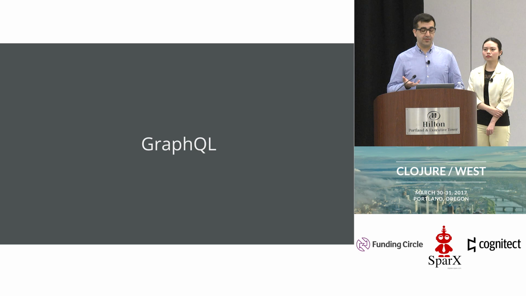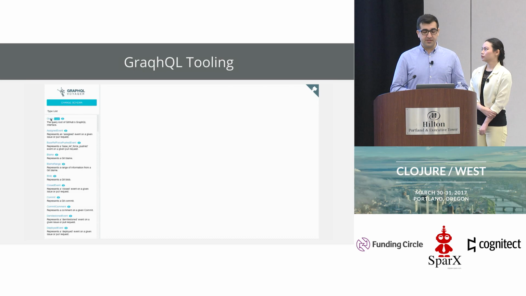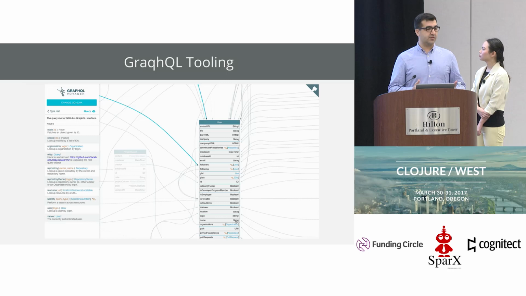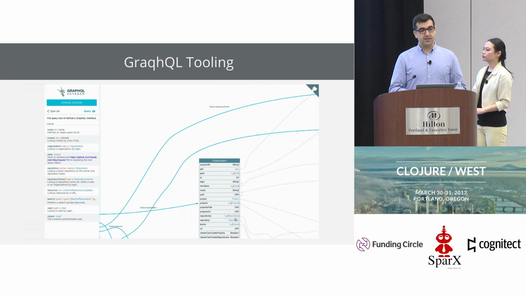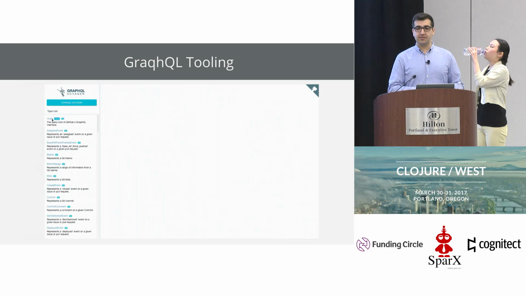First, tooling. Because GraphQL is typed and introspectable, tooling is incredibly good for such a young technology. So we'll look at a few examples. This is called GraphQL Voyager. It's open source, and it produces interactive graphs of GraphQL schemas that you can explore. This specifically is GitHub's API. Now, because GraphQL is a specification, this tool will work on any GraphQL API. You don't have to modify your API in any way to use this.